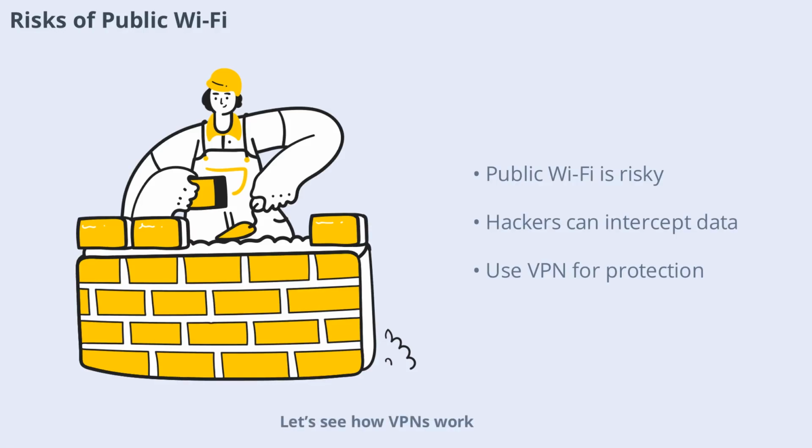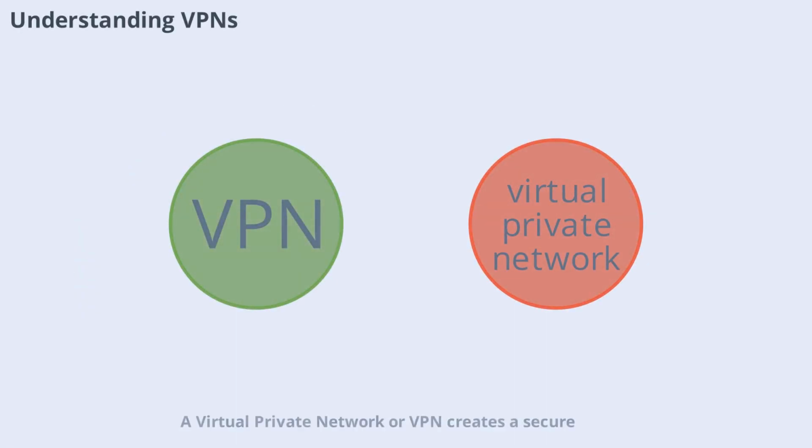Let's see how VPNs work. A Virtual Private Network, or VPN, creates a secure encrypted connection between your device and the internet. This makes it much harder for hackers to intercept your data, especially on public networks. VPNs also help protect your privacy by hiding your IP address. Many businesses use VPNs to allow employees to access company resources securely from anywhere.